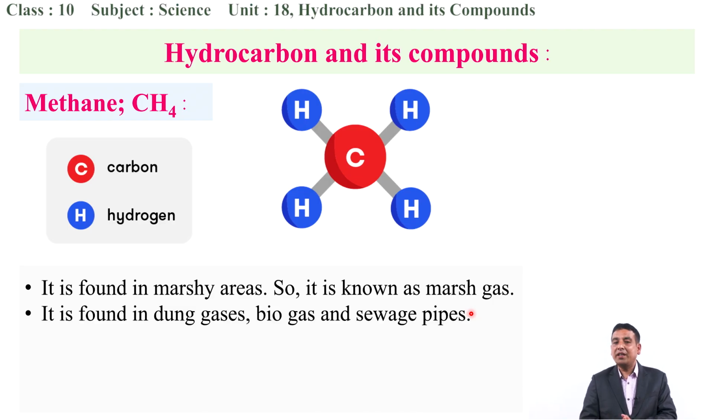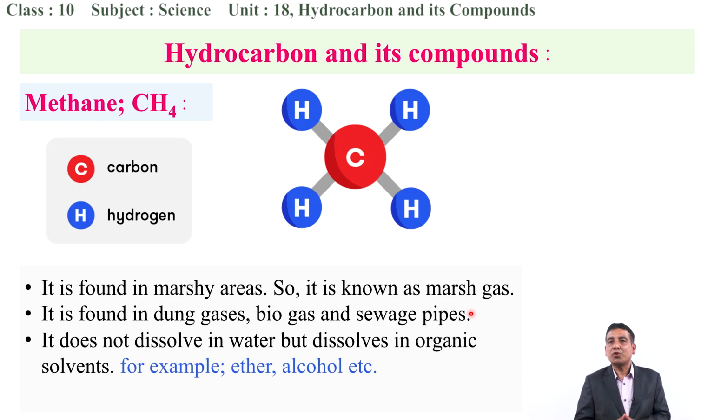Next, it is found in dung gases, that means gobar gas, as well as biogas. Through the biogas also it is being produced. Not only this, in the sewage of the pipes, this gas is being produced. So these are the sources of methane gas.